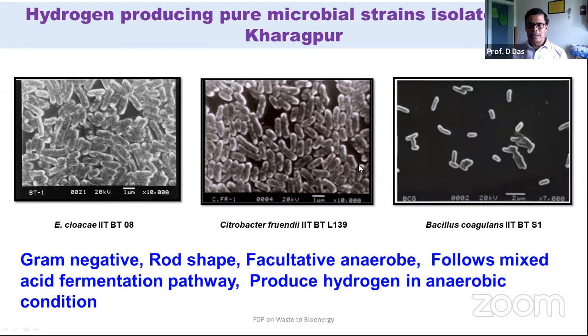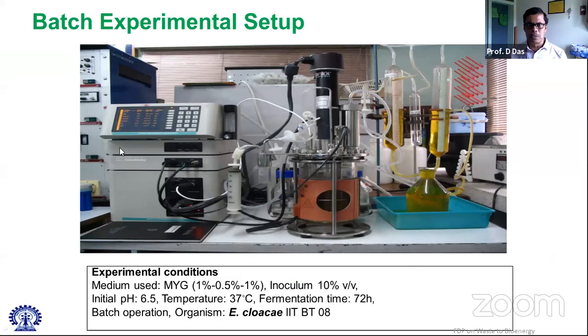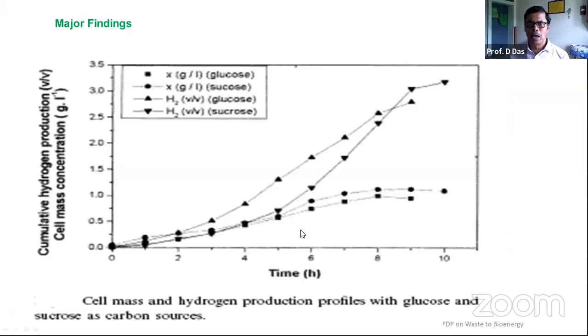sludge. And this is the lab fermenter which is used. This is the control module. This is the gas collector that we have. That is the water displacement method we use to measure hydrogen production. And this is the profile that we have. You can see that we have different profiles.